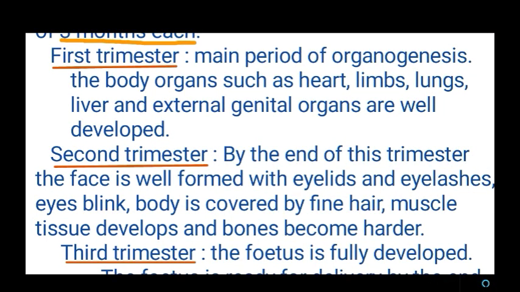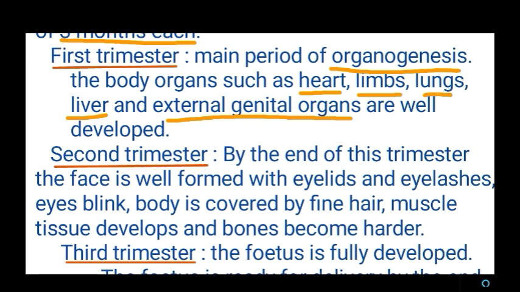What are the changes, what development occurs during the first trimester? The first trimester is the main period of organogenesis. During the first trimester all the different types of organs develop, mainly body organs like heart, limbs, lungs, liver and external genital organs. These organs are well developed during the first trimester.